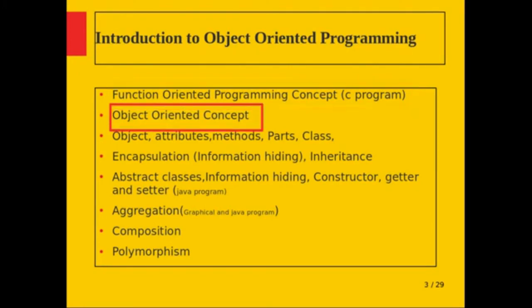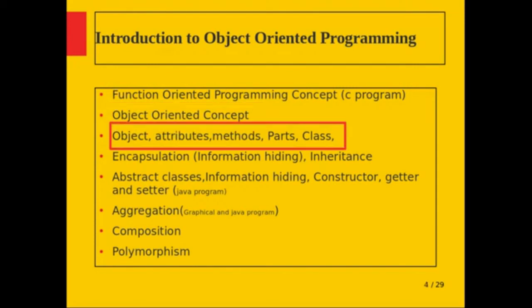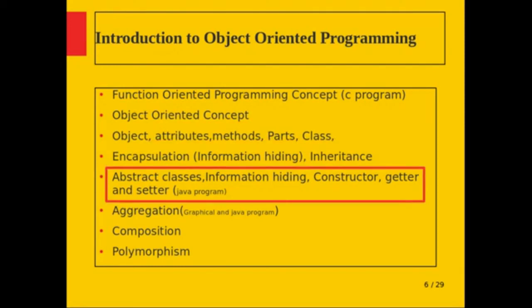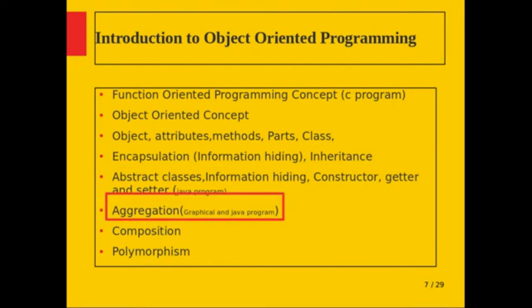Object-oriented concept. The concept of an object and its attributes, methods, parts, and about class. Encapsulation, also called information hiding, and inheritance. Abstract class, information hiding, constructor, getter and setter using a Java program. Aggregation, graphically and using a Java program. Composition and polymorphism.